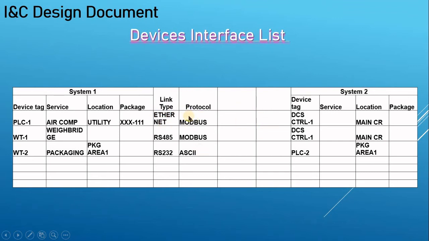So the main reason for a document like this is so your PLC or DCS engineer will configure how many communication cards I need, what the form of communication is, what the protocol is, and where they are distributed in your plant. So this is only a list of all your devices that will interface with your, let's say, DCS or your PLCs.